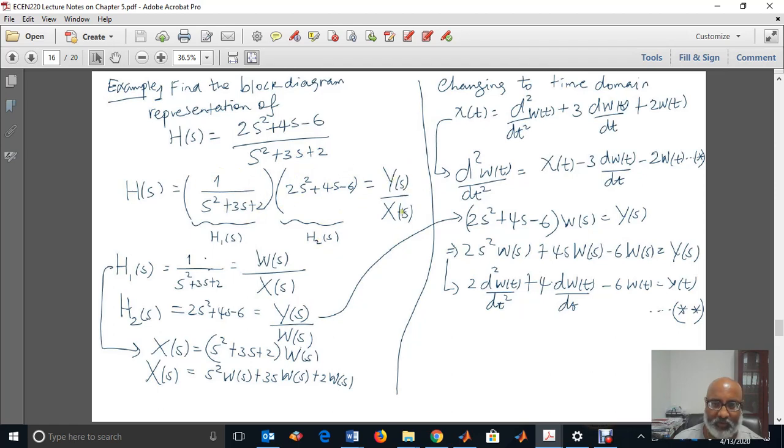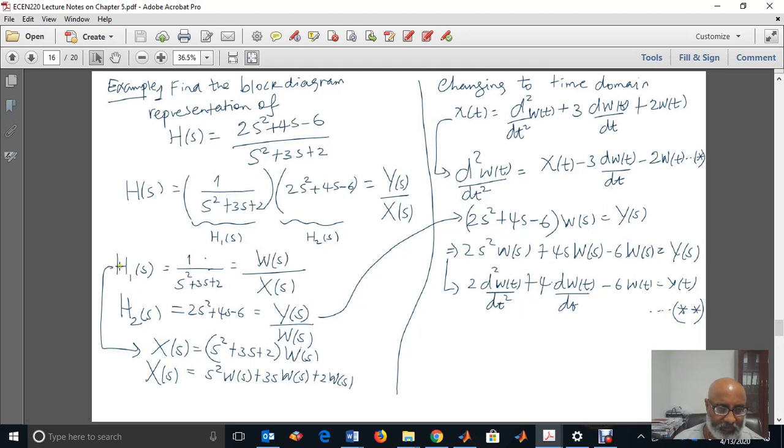This is equal to y of s over x of s. So h1s is 1 over s squared plus 3s plus 2. Let's call the output of h1s w of s. So w of s over x of s is equal to 1 over s squared plus 3s plus 2. And let's have h2s. h2s is y of s over w of s, which is the numerator 2s squared plus 4s minus 6.